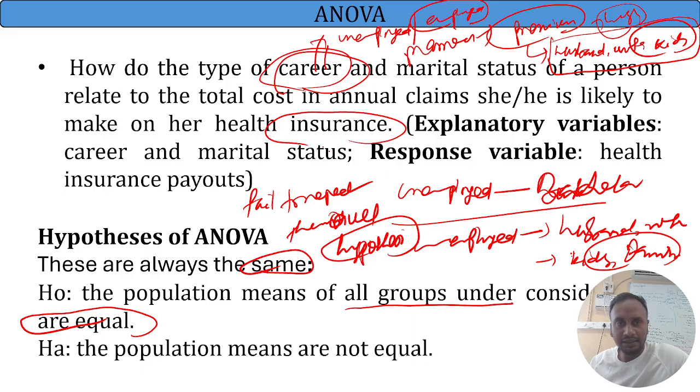The idea is that the name itself is analysis of variance. Don't think that we are going to check the null hypothesis based upon the variance; it's going to be the mean. The way we calculate it in ANOVA is through variances, not the mean. So we have to check whether there is any difference in the average means or not.